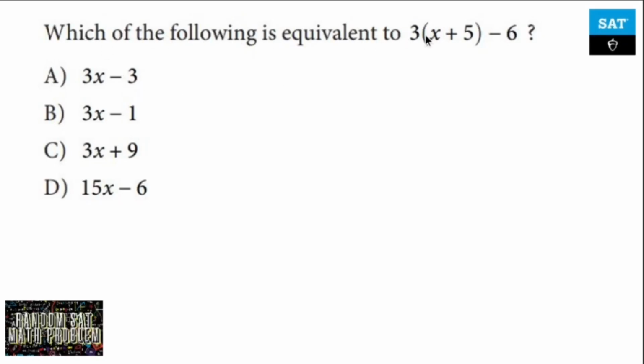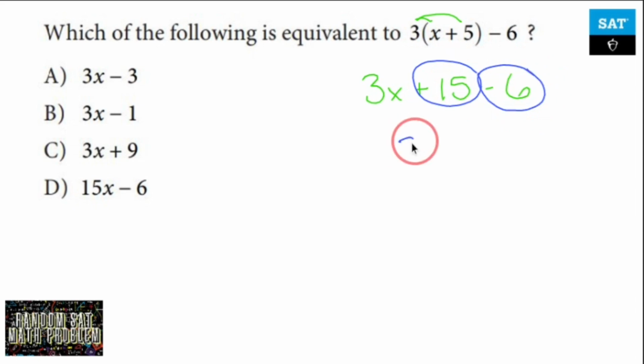Which of the following is equivalent to 3 times the quantity x plus 5 minus 6? So let's distribute, see what we get. 3x plus 15 minus 6. Okay, combine like terms. 15 minus 6 is 9. 3x plus 9 is C. Short and sweet.